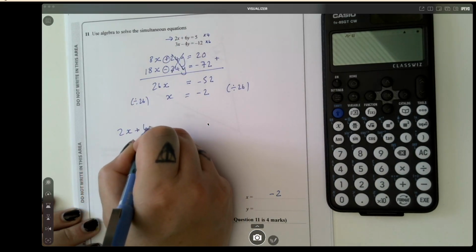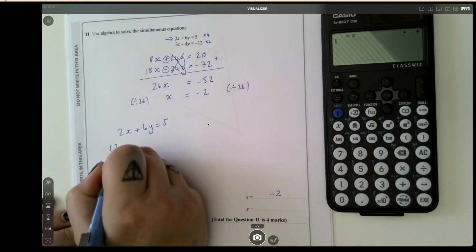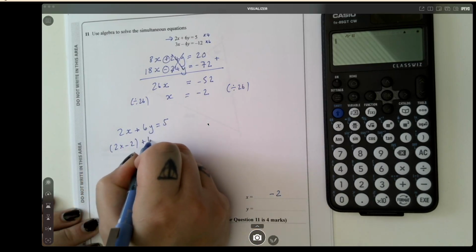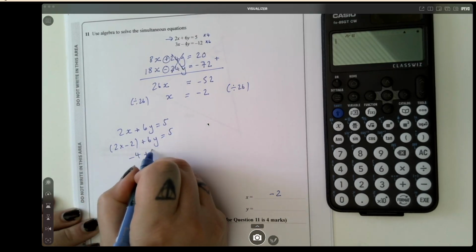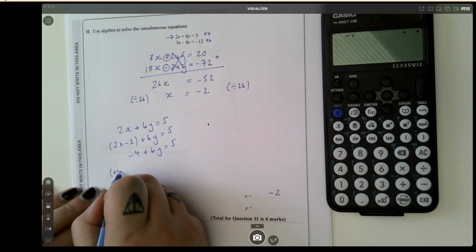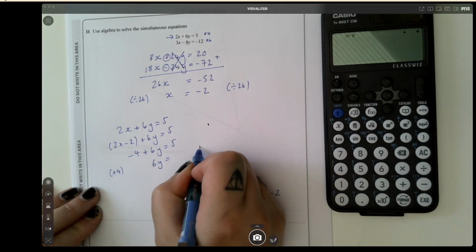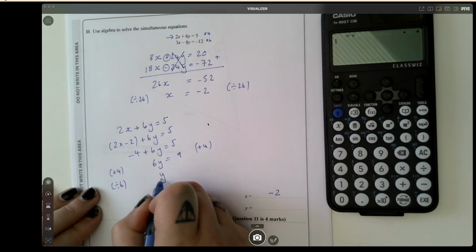So 2x add 6y equals 5. If x is negative 2, that's 2 times negative 2. 2 times negative 2 is negative 4. So now it's a case of solving for y. So I'm going to add 4 to both sides. Then I'm going to divide by 6.